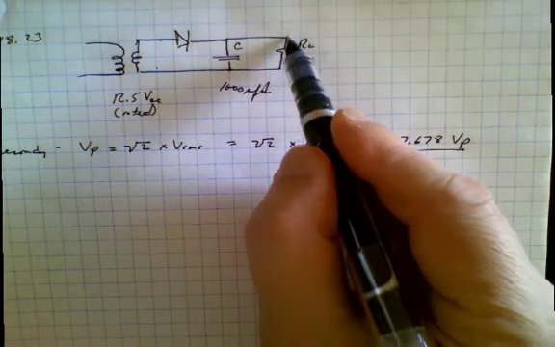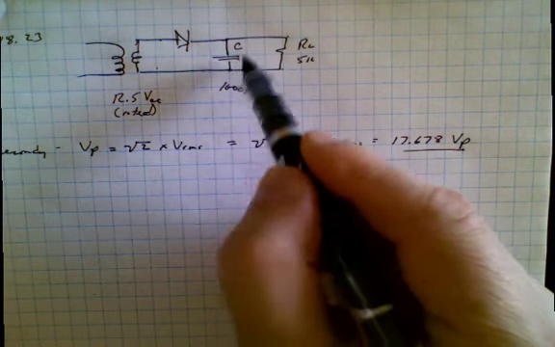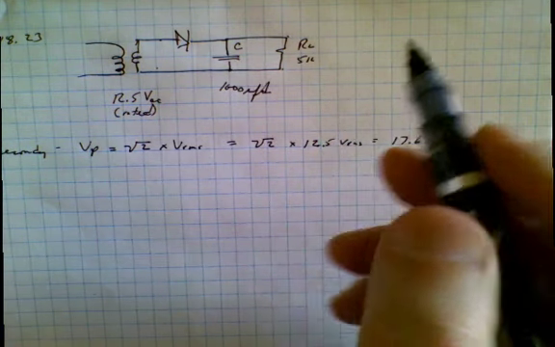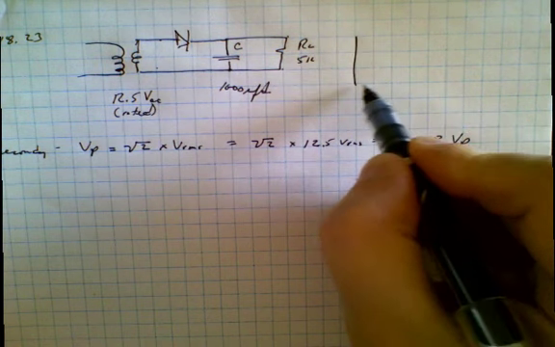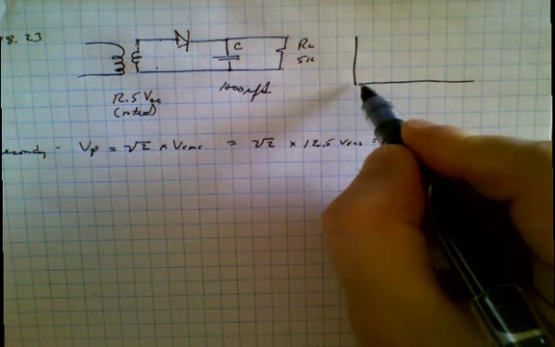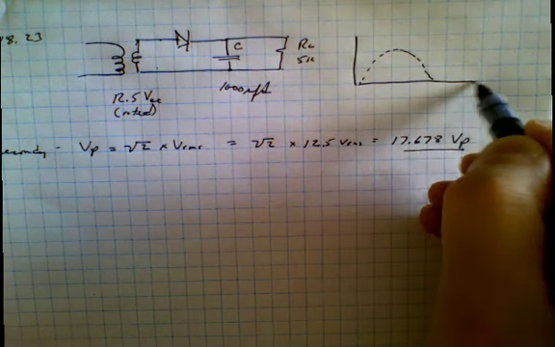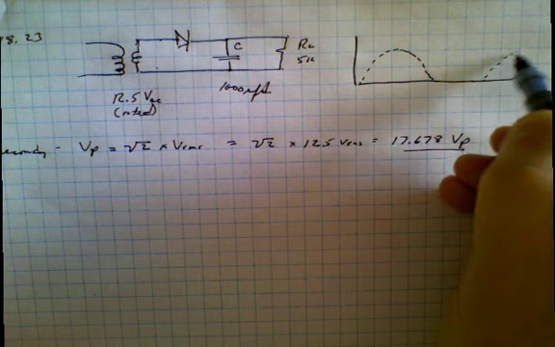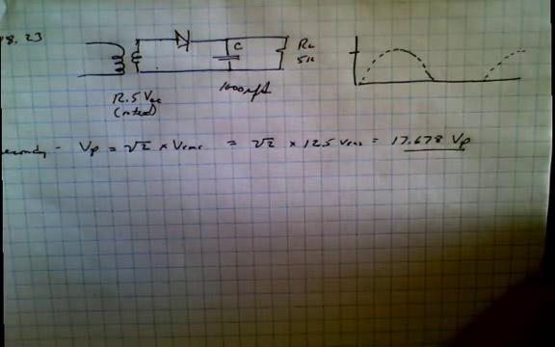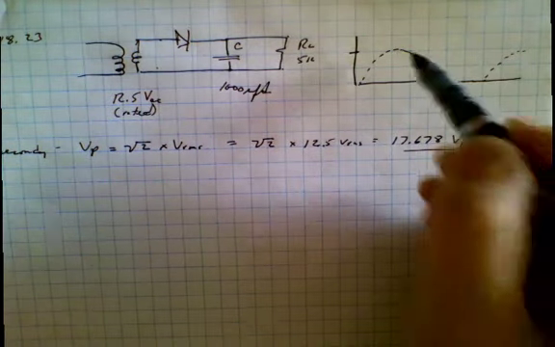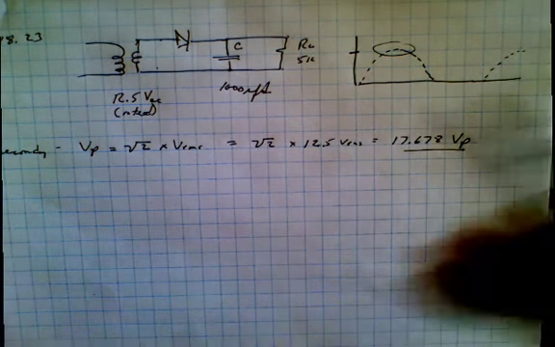Looking at the load, it would be very easy to find the peak voltage if it wasn't for this capacitor. We know that if we did not have the capacitor there, the output voltage would look something like this. But with the capacitor there, there's going to be a change in this waveform. But we're going to just concentrate on this value over here, the peak voltage.